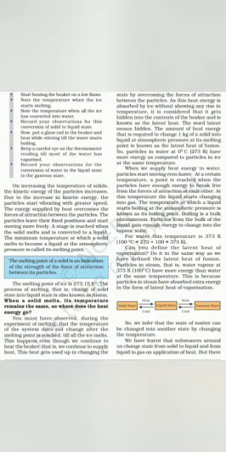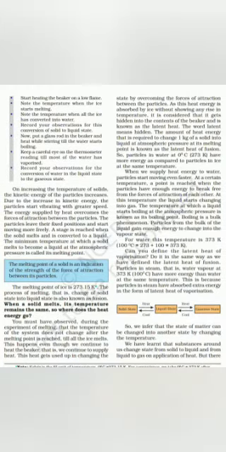What is the melting point of ice? It is 273.15 Kelvin. That is near about 0 degrees Celsius. The process of melting, that is change of solid state into the liquid state, is also known as fusion. So when a solid melts, its temperature remains the same. So where does the heat energy go?